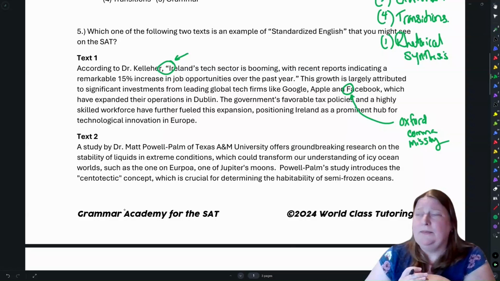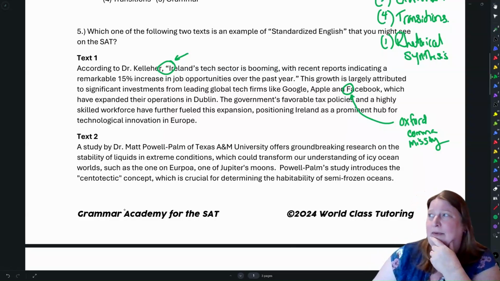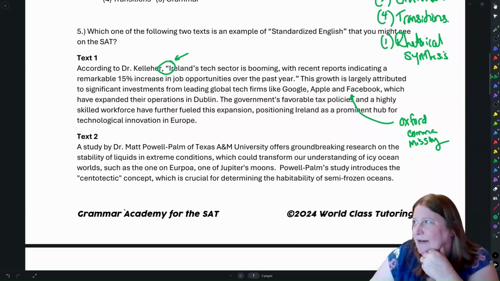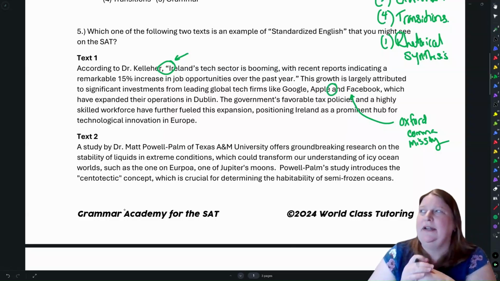So I don't think either of those problems are actually typos, right? They would be correct for journalistic English. It's just that they're not considered the type of English you would see on the SAT. So keep that in mind. You always want to use that Oxford comma before the last item in the list. Oops, it would be before the "and" right here. That's where the Oxford comma would go.